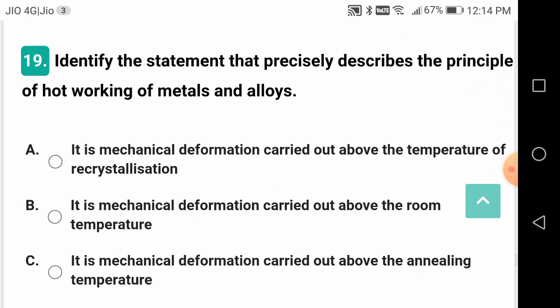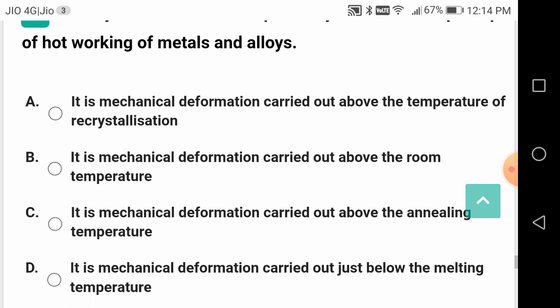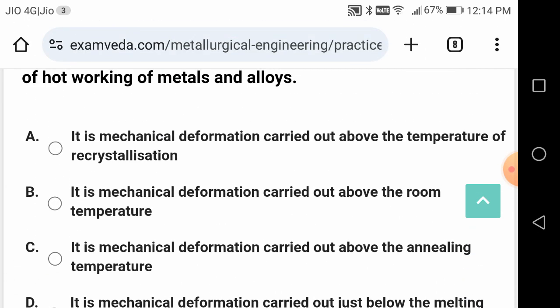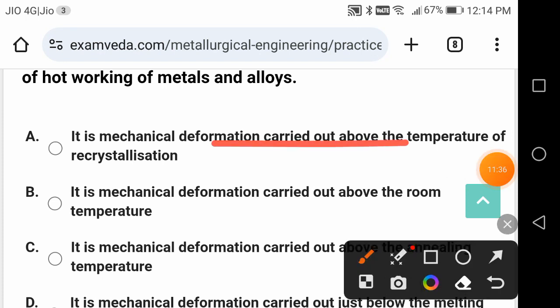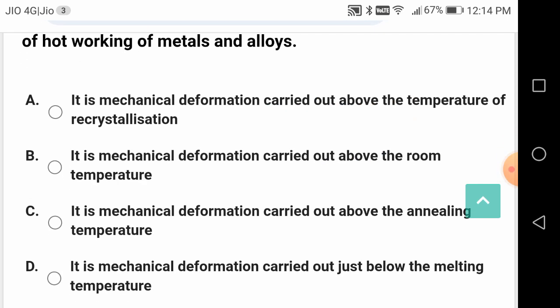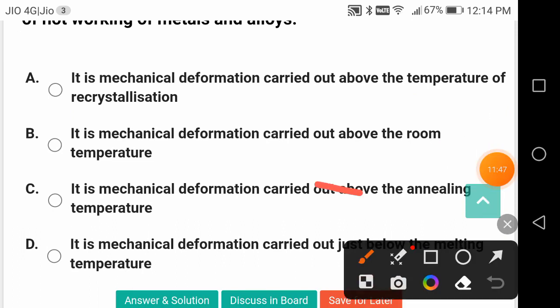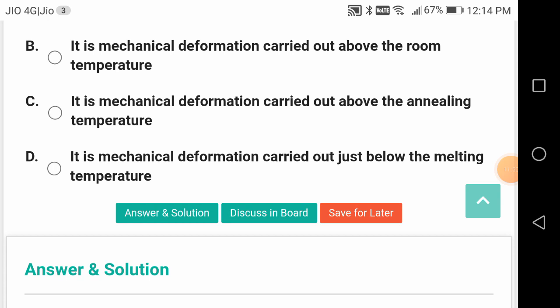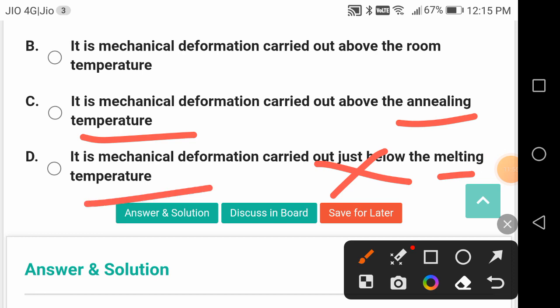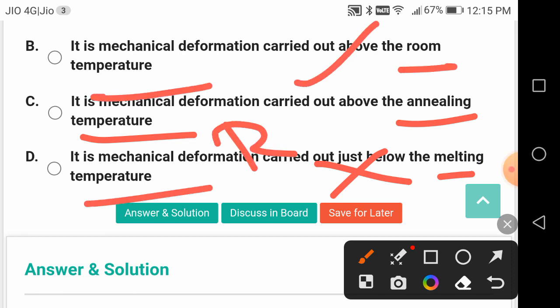Identify the statement that precisely describes the principle of hot working of metals and alloys. It is mechanical deformation carried out above the recrystallization temperature. Underline the word RCT. Not room temperature, not the annealing temperature, not the melting point temperature. No annealing temperature, no melting temperature, no room temperature. There is some temperature called RCT, the recrystallization temperature, where the new grains tend to form.